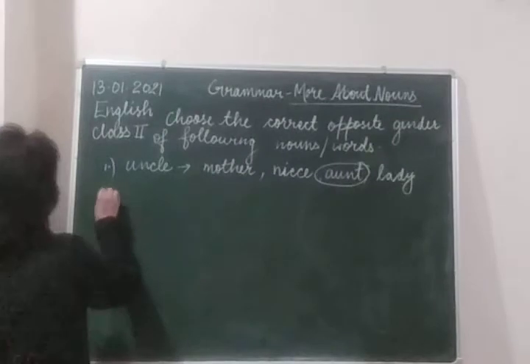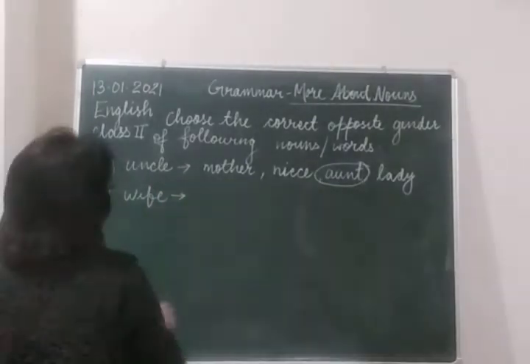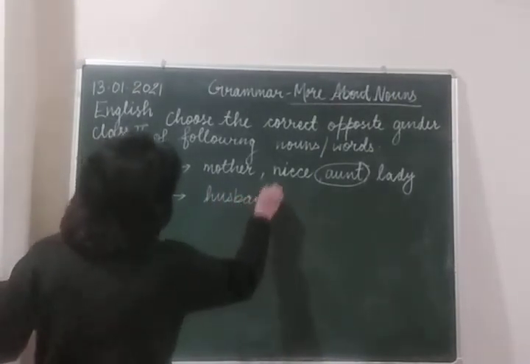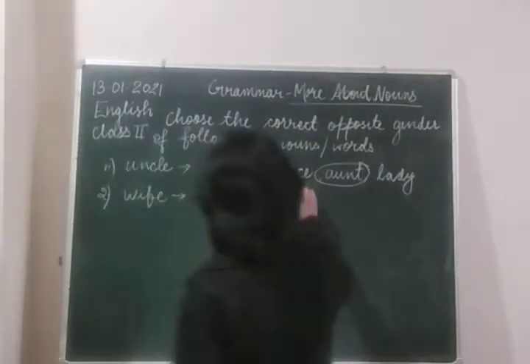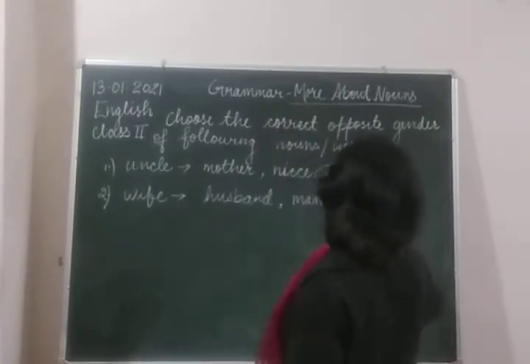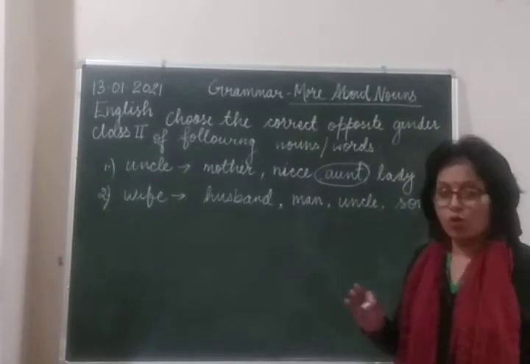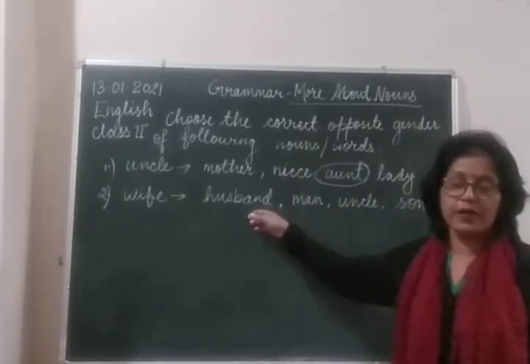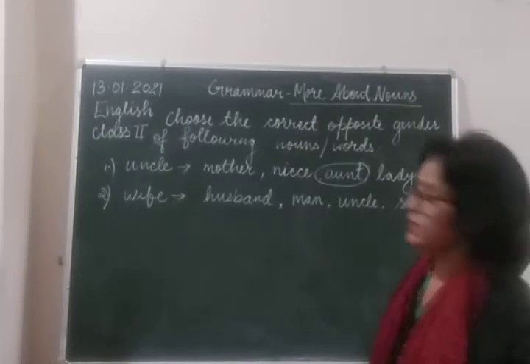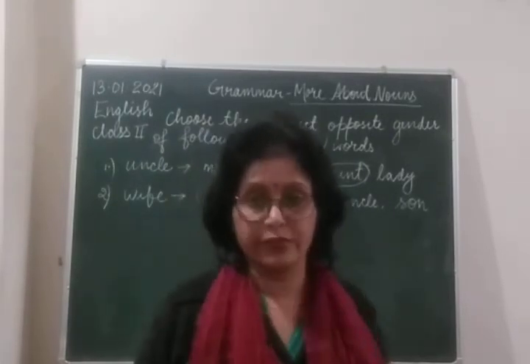नेक्स्ट इज वाइफ. एंड द ऑप्शंस आर हस्बैंड, मैन, अंकल और सन. वी हैव फोर ऑप्शंस. द ऑपोजिट जेंडर ऑफ वाइफ इज... ऑप्शंस आर हस्बैंड, मैन, अंकल और सन. चिल्ड्रन द करेक्ट आंसर इज हस्बैंड. हस्बैंड इज द ऑपोजिट जेंडर ऑफ वाइफ.